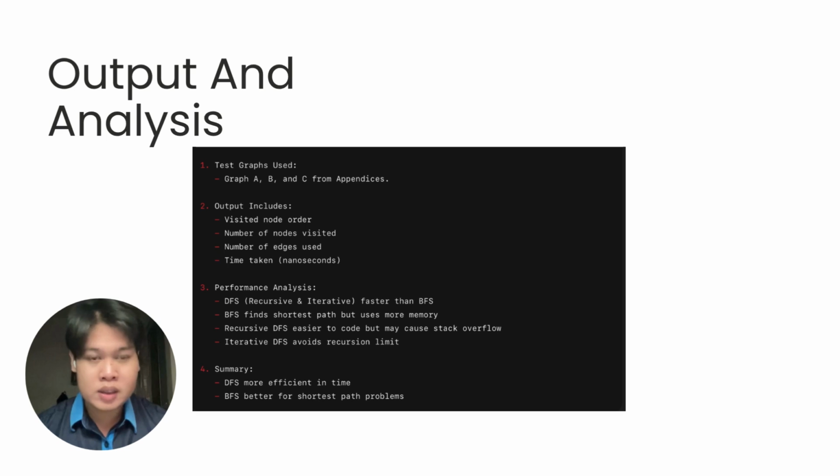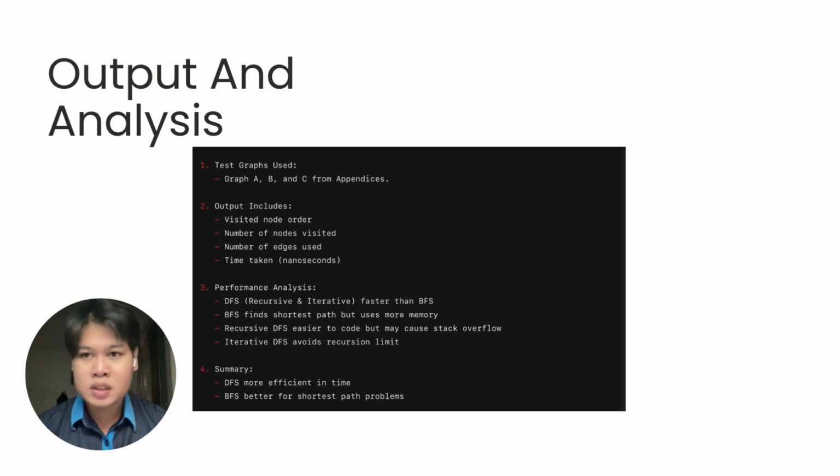So for now, I will present the final part of our project, that is the output and the analysis. I have some simple diagrams here. First we tested our programs on the three graphs labeled A, B, and C. These graphs were loaded using an adjacency list, and we applied all three traversal methods, BFS, DFS recursive, and DFS iterative, to each one.